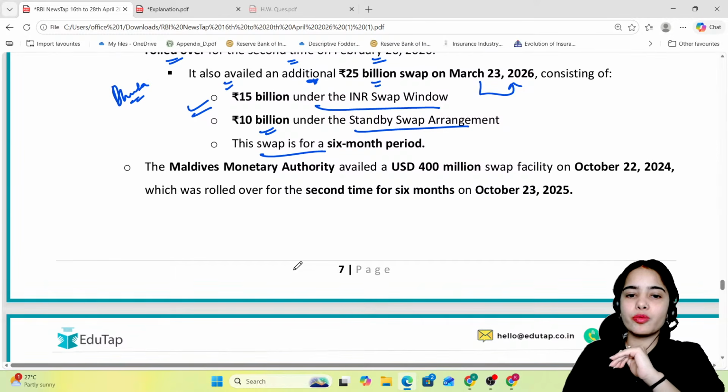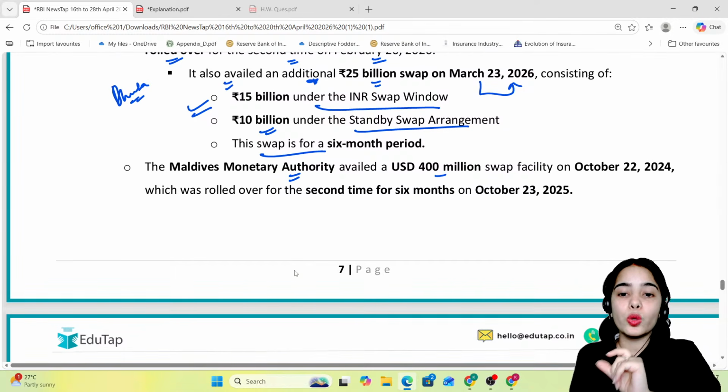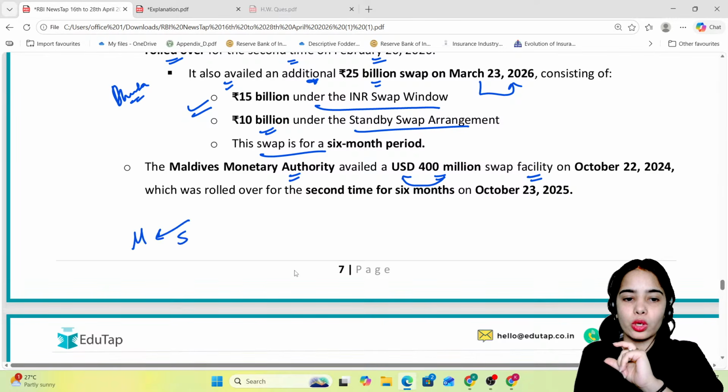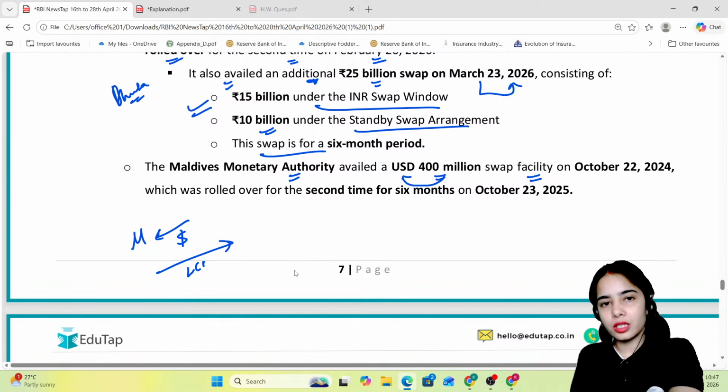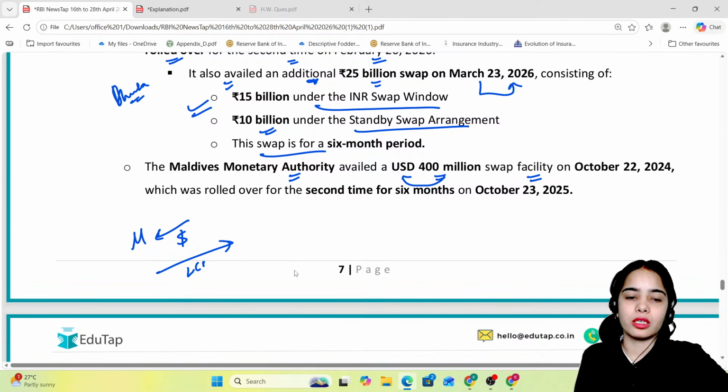Okay, the Maldives Monetary Authority has availed a $400 million swap facility. That means Maldives have taken the dollars from us and they have given their local currency to us. It was said that they will return the money after 6 months. They will return the dollars with some interest after 6 months.